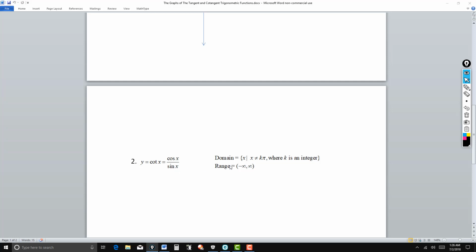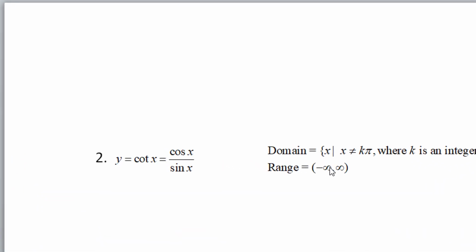Sine of x is 0 when x is a multiple of pi. So at 0, at pi, at 2 pi, at 3 pi, negative 2 pi, negative 3 pi, and so on. Since those values make the denominator 0, it's undefined there, so the domain is restricted. X cannot be k pi, where k is an integer. And as you'll see from the graph, it's going to go from negative infinity to infinity, similar to the tangent.